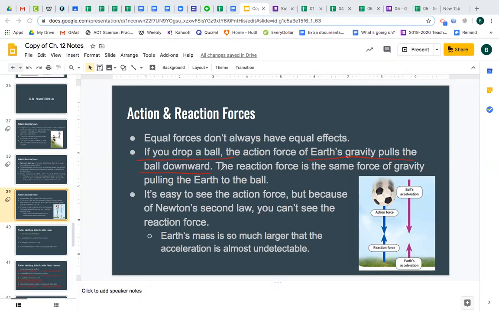What we don't see is the reaction force. As Earth pulls the ball downward, at the same time, with the same amount of force, your ball is pulling the Earth upward.